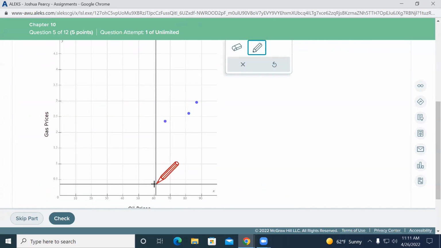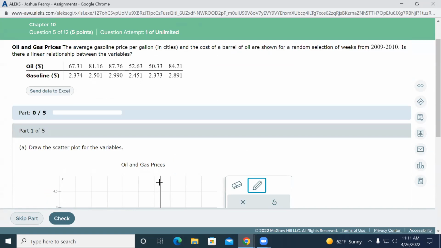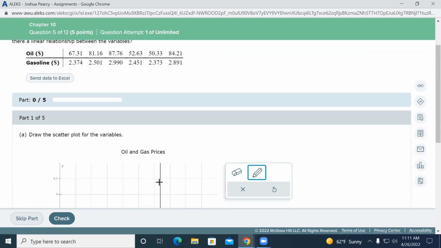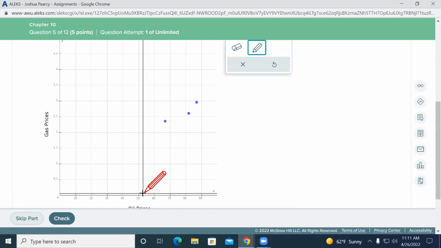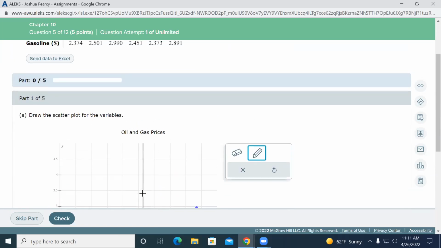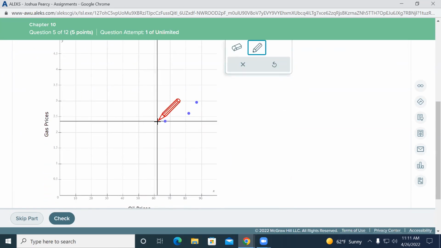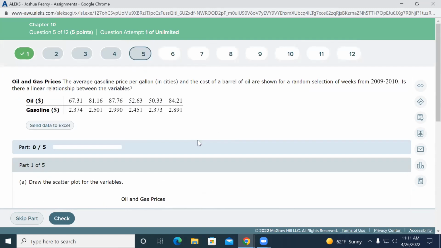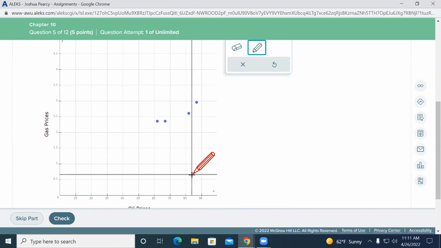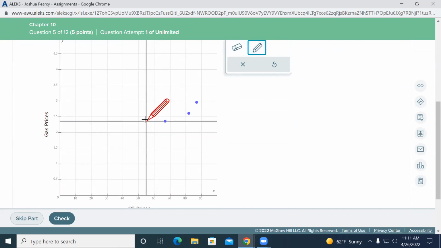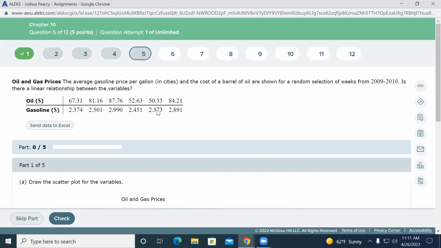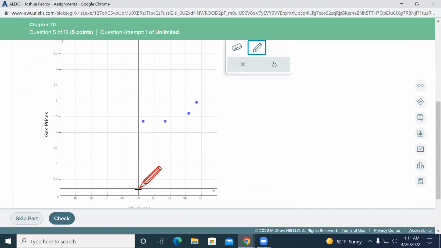52.63, and 5 point something. Did I just say that right? 52.63, so somewhere around here, and what was it? 2.451, so almost about right here, I guess. Oh, crud. I say it was 2.3, right here, good enough. 50 and 2.37.